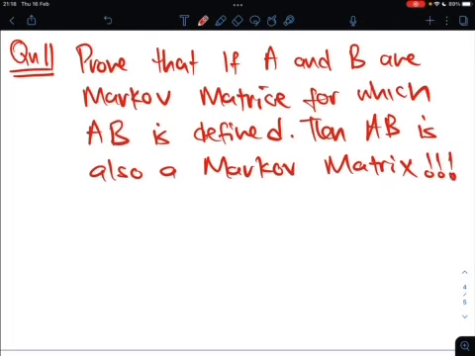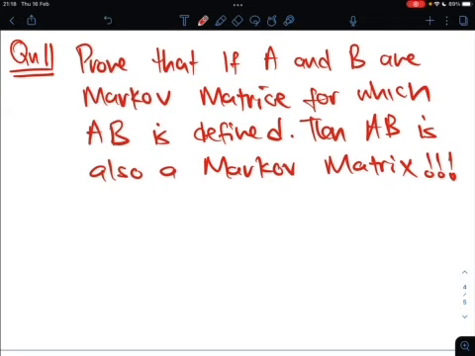This is an interesting problem because it shows us that being Markov is a preserved characteristic. It is preserved in the sense that if you have a world full of Markov matrices, every time you put them into a product, if that product exists, you always get a Markov matrix out. So now we are going to see how we can go about proving a problem like this one. How can we prove that if two matrices are Markov, their product is also a Markov matrix?